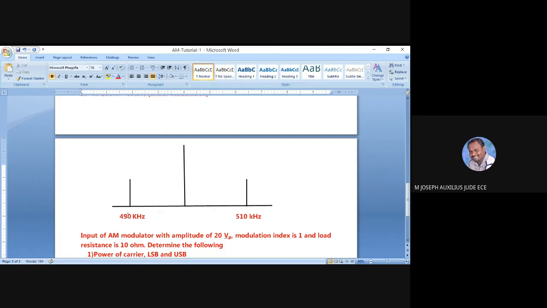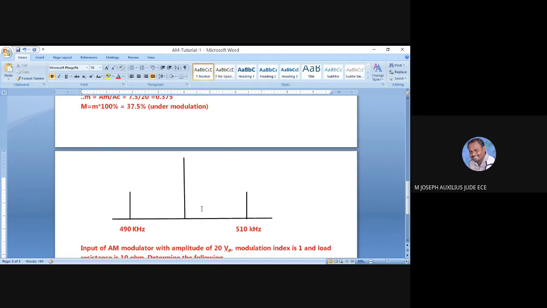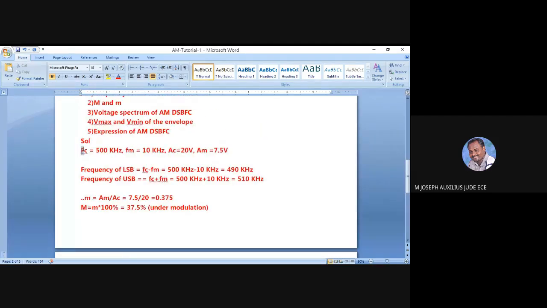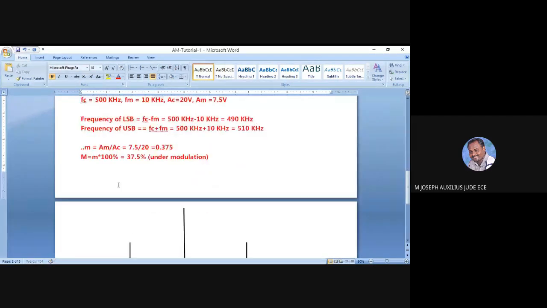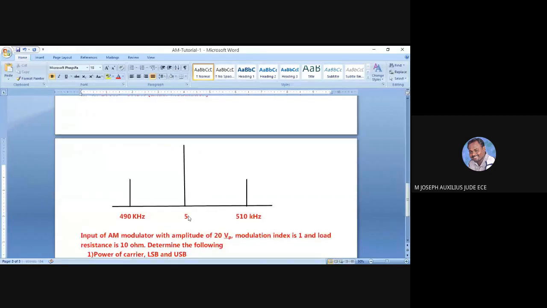Okay. What is the center frequency value? Center frequency is the frequency of the carrier. It is given in the problem itself. So it is what? Yes, sir. 500 kilohertz. Okay.